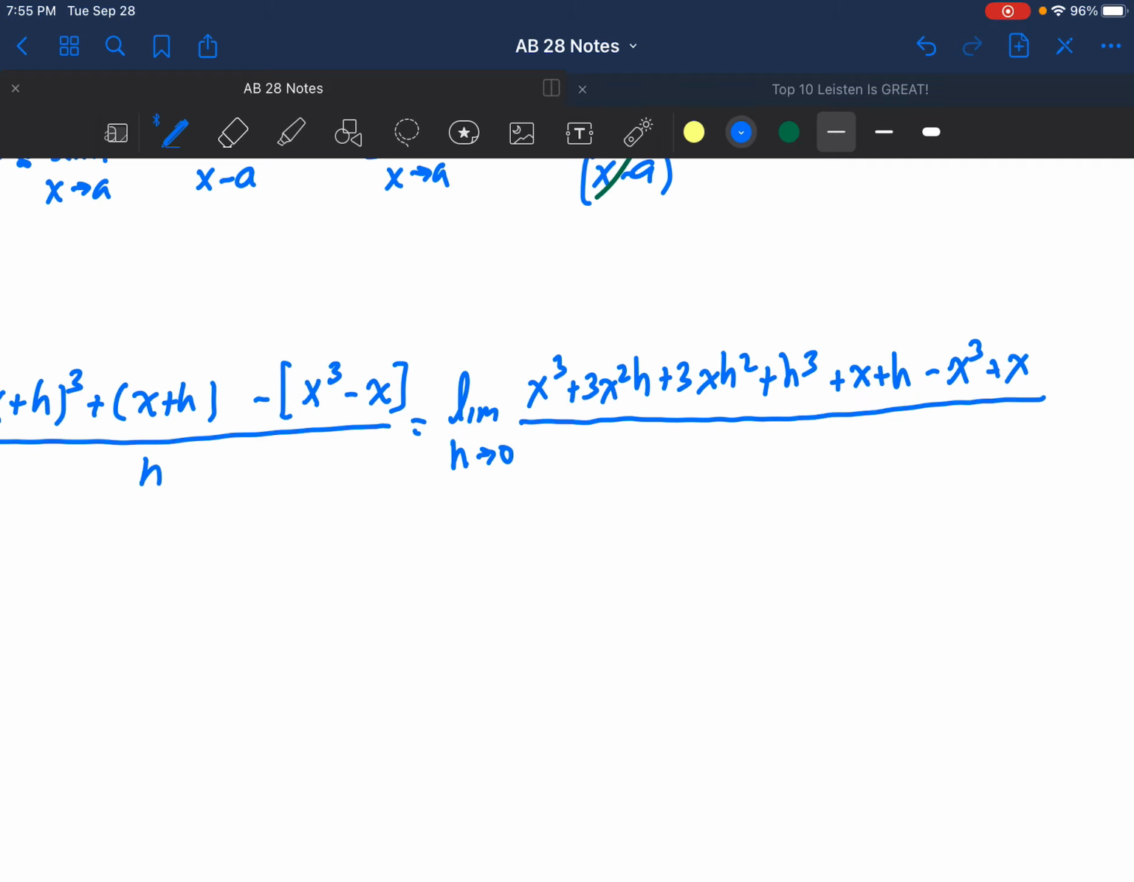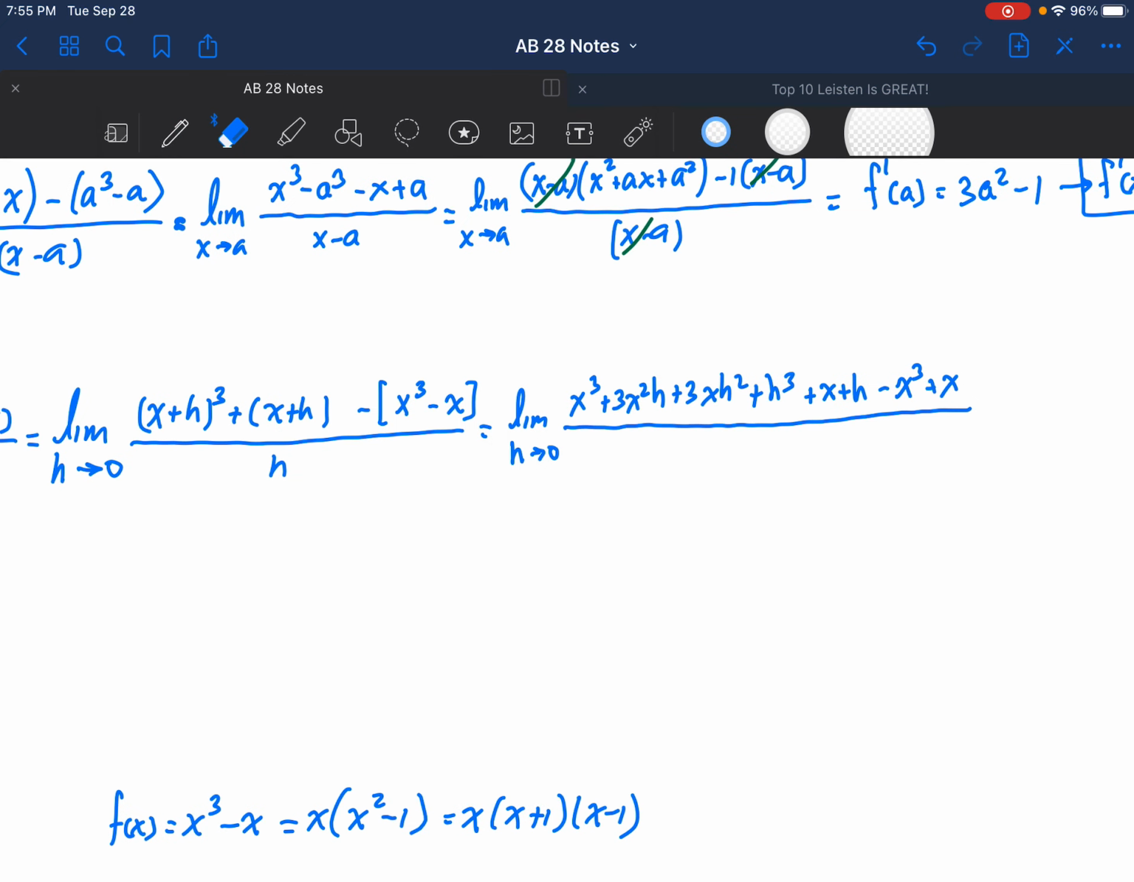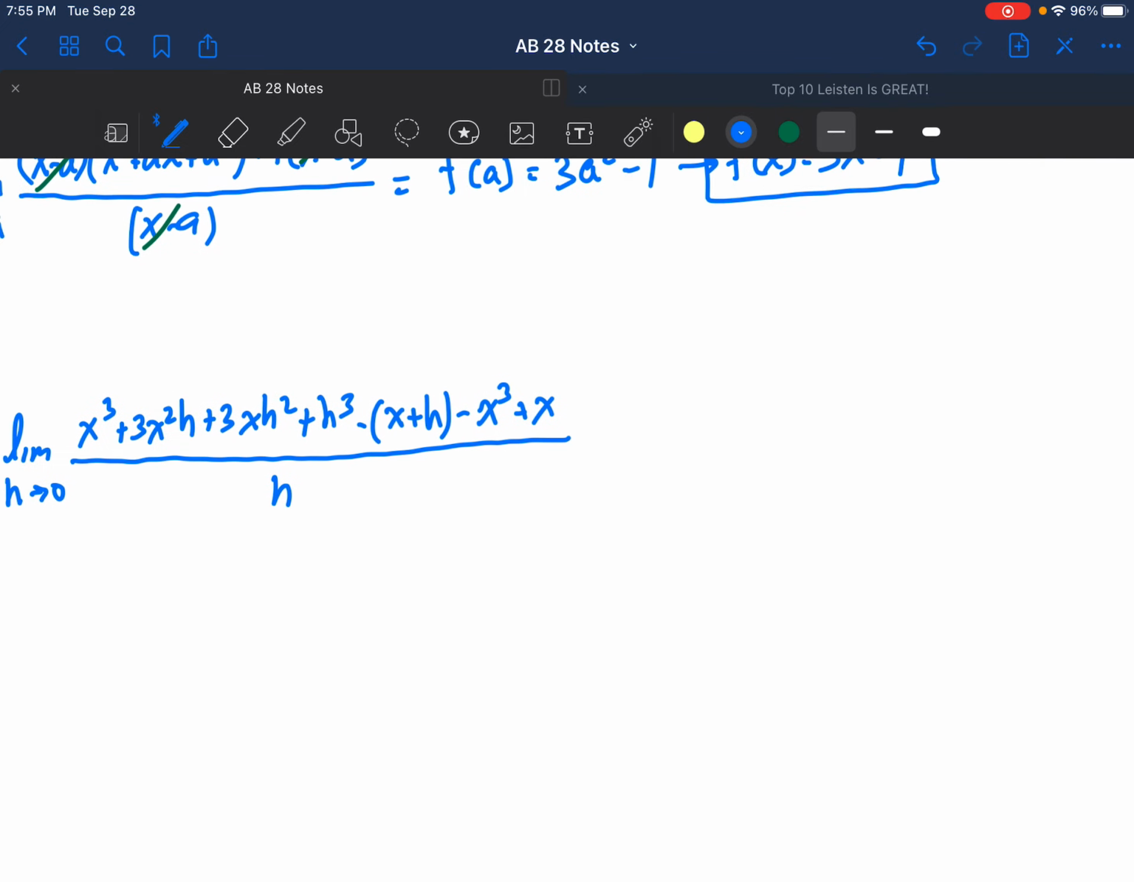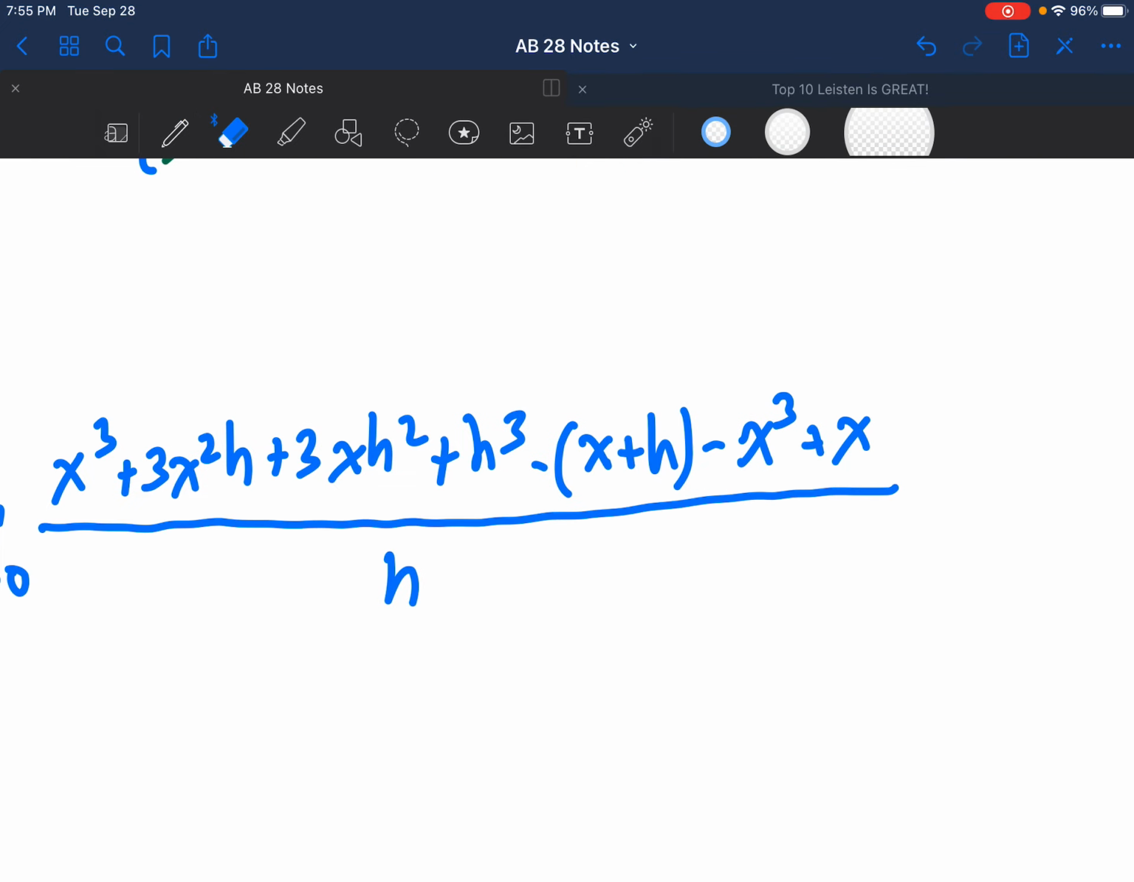all over, oh, no mistake there, that should be subtract there. That's not going to work out, so that's going to be subtract, all over h. The difference here is that we don't have to factor per se, but we've got to be able to distribute our parentheses. Just neaten that.